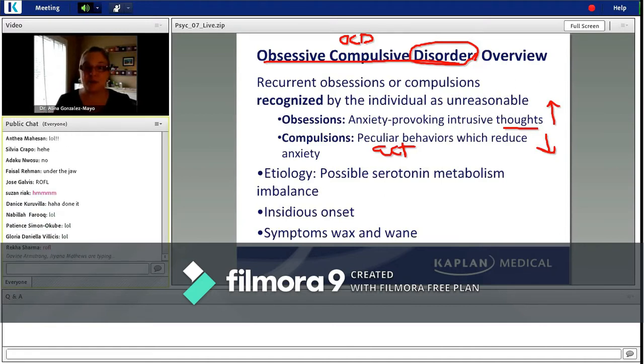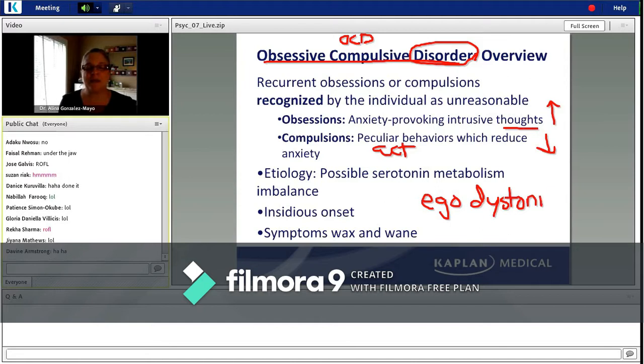What makes it a disorder is that it affects your level of functioning. The people who have OCD have something called ego dystonic, which means they hate the fact that they have to do something repeatedly, like check the stove, so they're not okay with it.